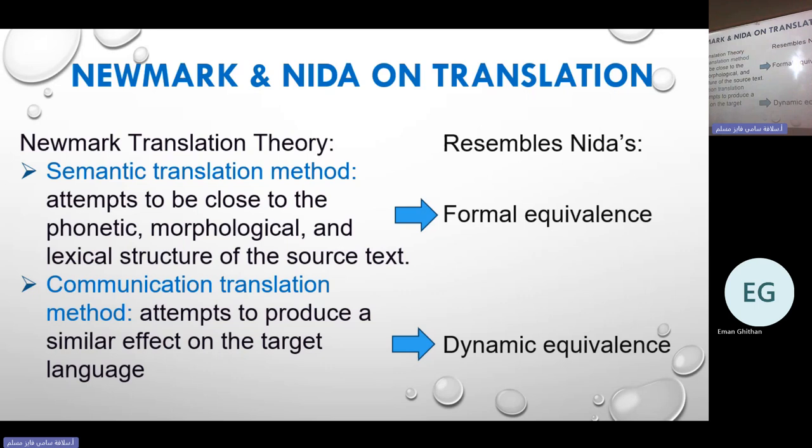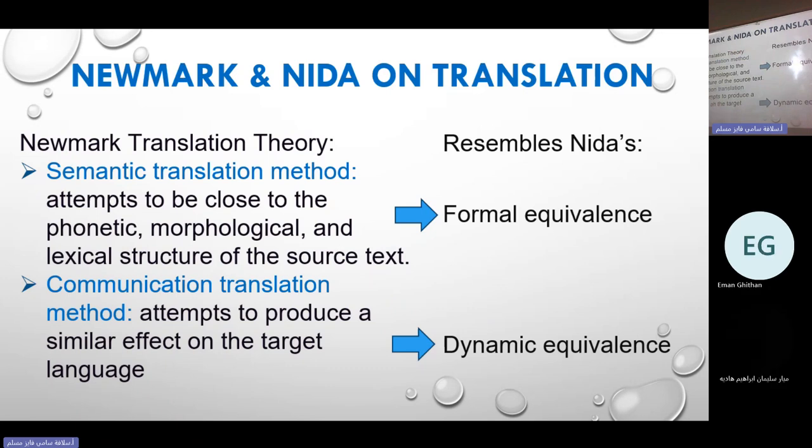Okay, they are equivalents. And we have the communication translation method, which attempts to produce a similar effect on the target language, not taking into consideration the phonetic, phonological, or lexical structure. The purpose is to communicate, okay? And this looks like the dynamic equivalence theory of Nida, all right? So remember these two people because they are patrons of translation, okay? They are the forefathers of translation theories.